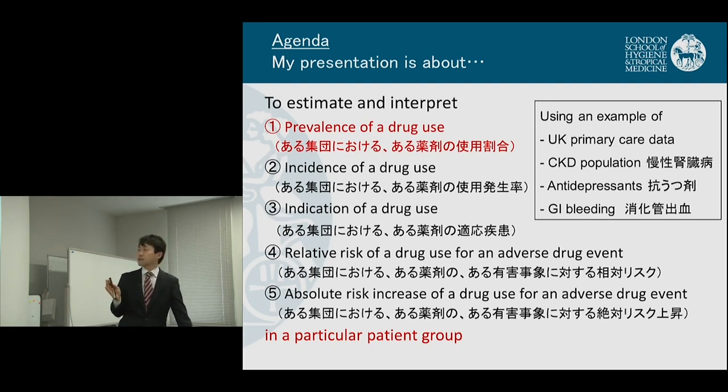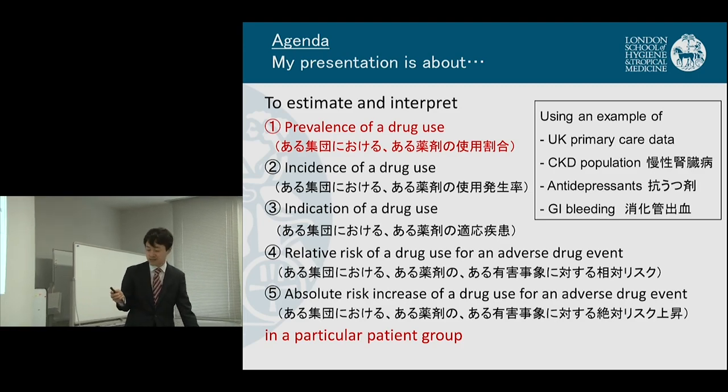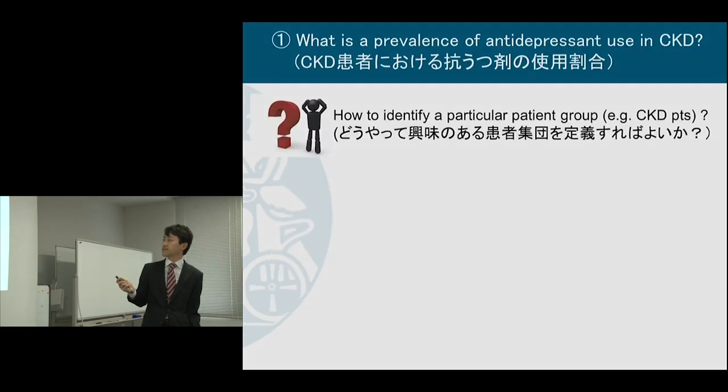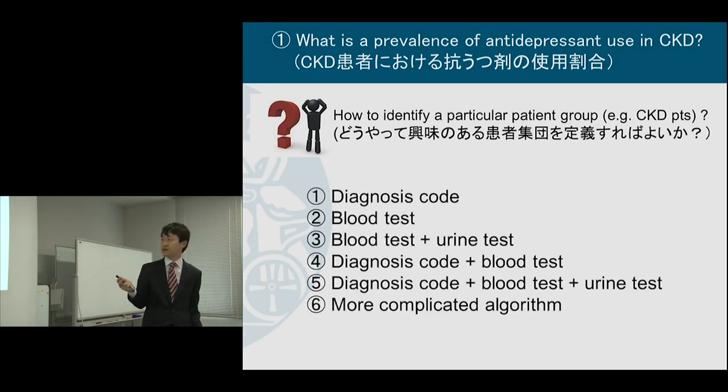Okay. So I'm focusing on how to estimate the prevalence of a drug use in a particular patient group. I mean, prevalence of antidepressants in patients with chronic kidney disease. The first difficulty I encountered was how to identify a particular patient group or study population. And of course, it's case by case. I mean, depending on disease, database, and country practice. But there are some strategies to identify a particular patient group.